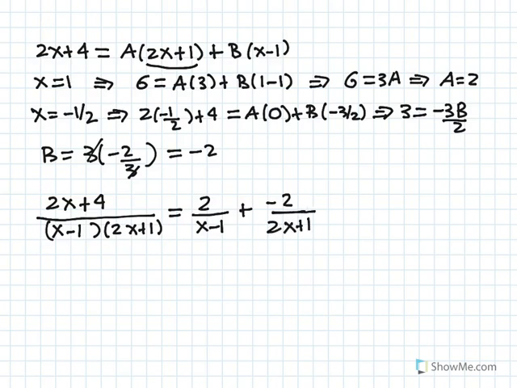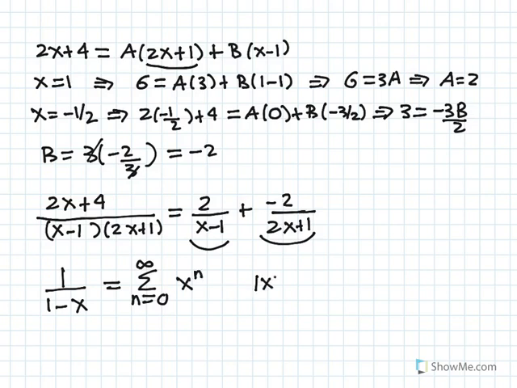Now, you can see that each of these, we can tweak it and make it look like a geometric sum. So our goal is to make every fraction fit this pattern of 1 over (1 - x) is equal to the summation n equals 0 to infinity of x to the power of n. The interval of convergence for this geometric series is absolute value of x less than 1. Radius is equal to 1.